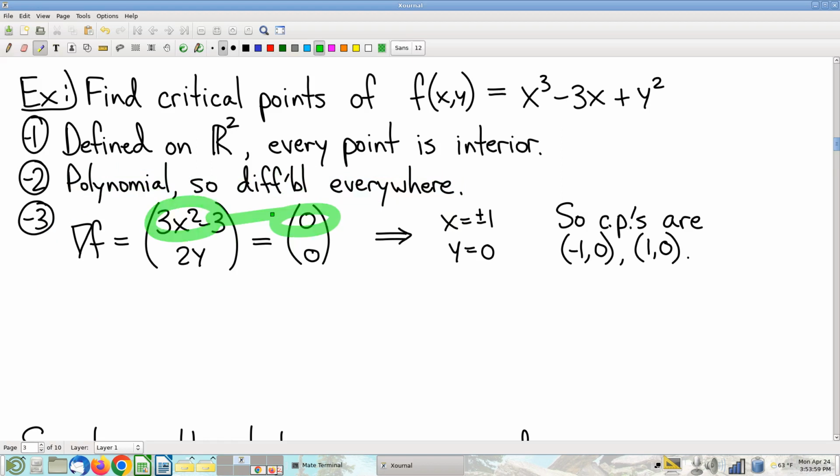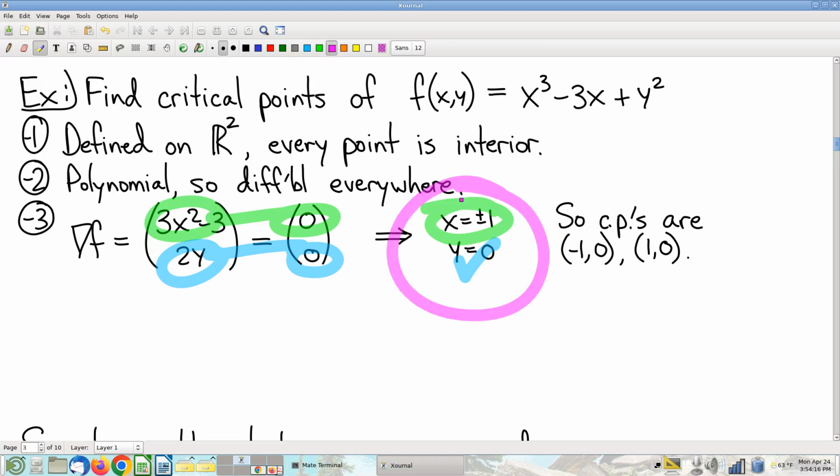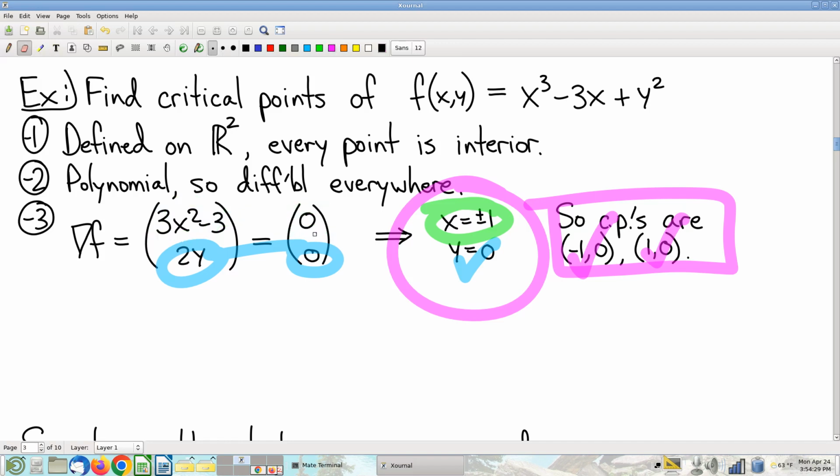So that would tell me that this would have to equal that, and this would have to equal that. The latter of which immediately tells me what y is. y has to be 0. There's no way around that. And then the former tells me x could be either plus or minus 1. So all together, I get these critical points: (-1, 0) and (1, 0). How are we doing? Everybody happy with that? All right. Cool.